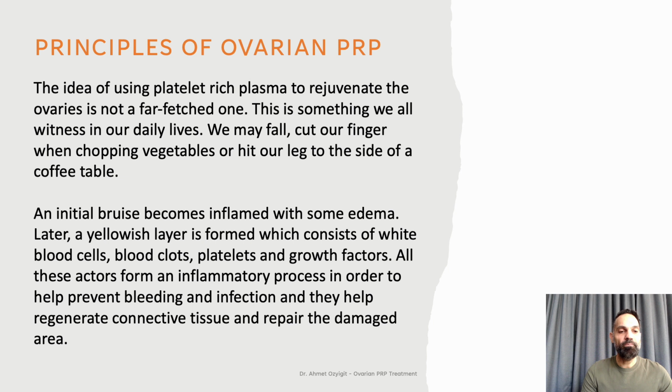So these initiate the inflammatory process, which is essentially aiming to prevent excessive bleeding, prevent an infection, and they do help with the regeneration of the connective tissue, and they try to help repair the damaged area. So when you cut yourself, when you bruise yourself, you see this yellowish skin color turning purplish or greenish. These are the inflammatory processes that help with the regeneration of the tissue.